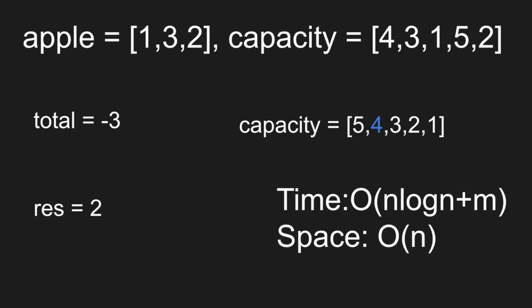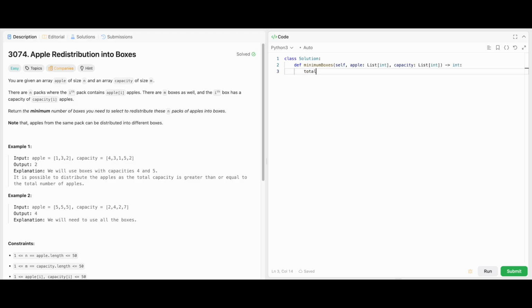So now let's get to the coding part. So first we can set the total to the sum of apple. Then we can sort the input capacity array and make sure we set it to reverse because we want the largest at the front. Now we can initialize result to 0 and set the while loop as while total is greater than 0, and we can subtract from total the capacity at index result, increment result by 1, and return result at the end.